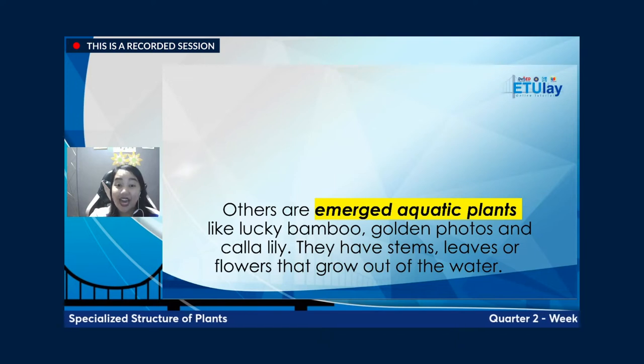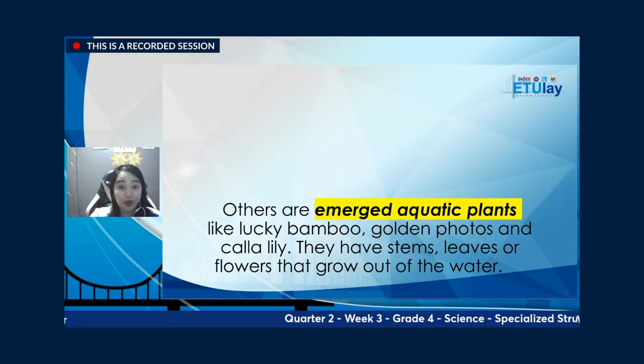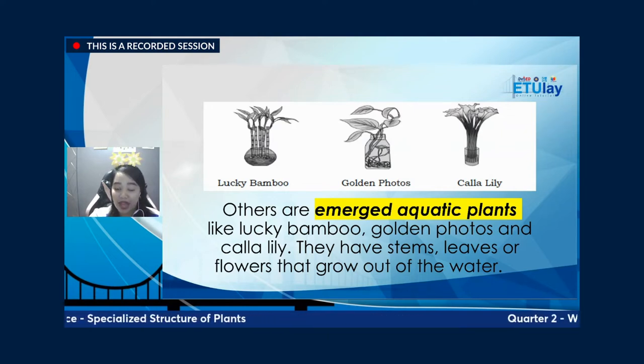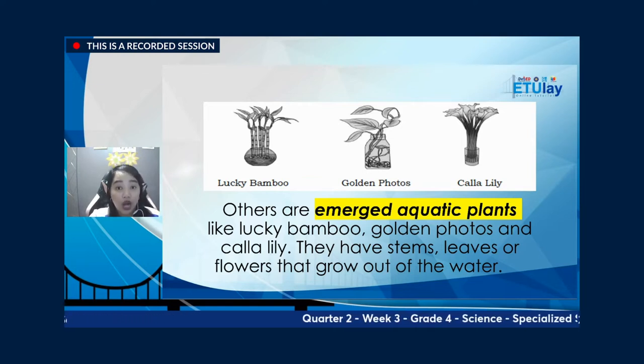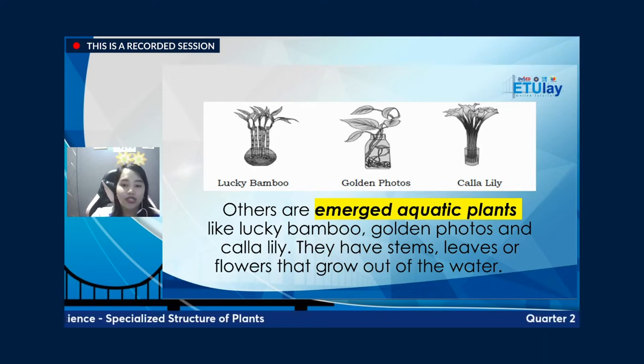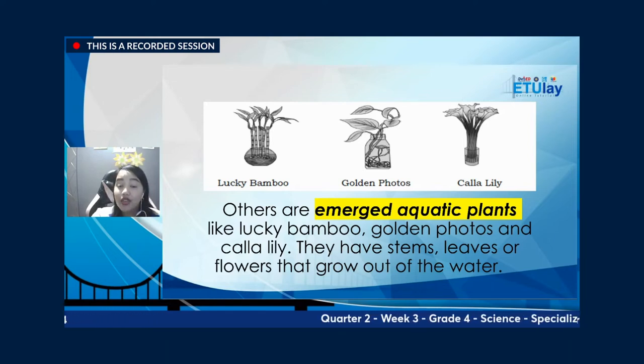Others are emerged aquatic plants like lucky bamboo, golden pothos, and calla lily. They have stems, leaves, or flowers that grow out of the water. Unlike the submerged aquatic plants, which are greatly submerged, or all of whose parts are found under the water, these emerged aquatic plants like lucky bamboo, golden pothos, and calla lily have two or more parts, like their stem, leaves, or flowers, that grow out of the water.